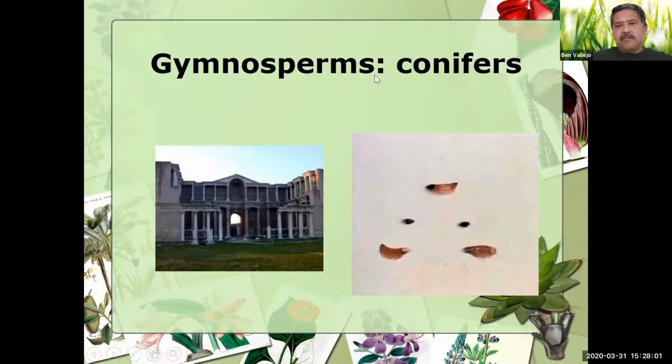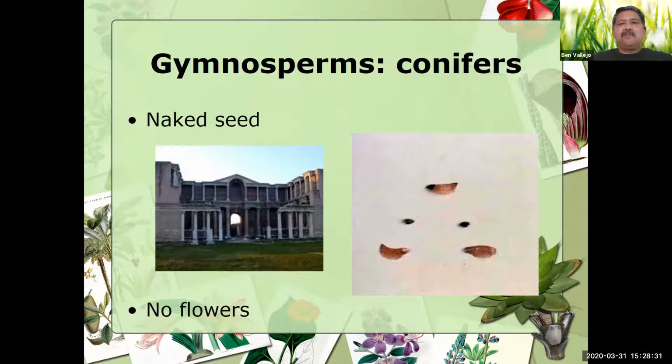The gymnosperms have no cover on the seed. So these are pine seeds. These are the wings that are on pine seeds. If you've ever played with one of these, you might put it up high when you're camping, and then let go, and it flutters down to the ground. And so that's called a samara. These are the naked seeds. Gymnosperms have no flowers. Pine trees, spruce trees, they don't have flowers.